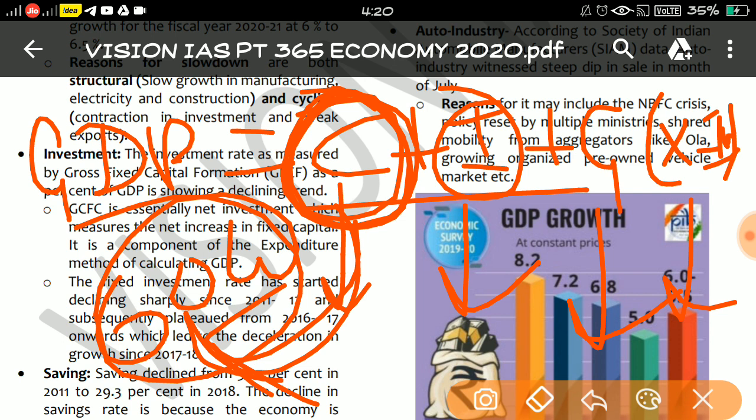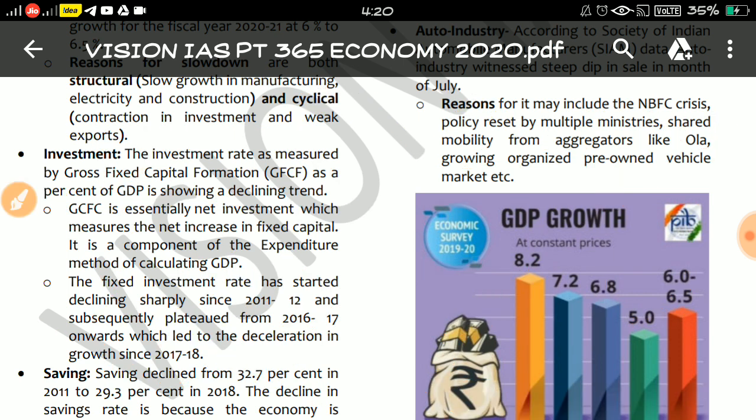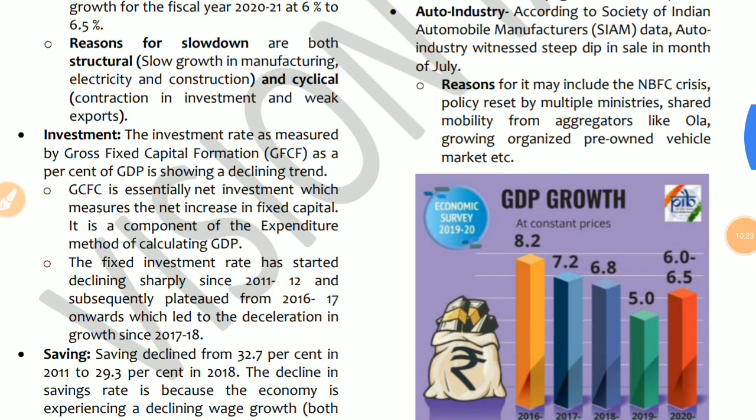So if investment is not there, if GFCF is not there, we may consider that investment is not there, and because of this, economic slowdown will be there. This is something you have to understand here. And apart from that, let me give you a simple perspective of what the Economic Survey is also highlighting insofar as investment is concerned.